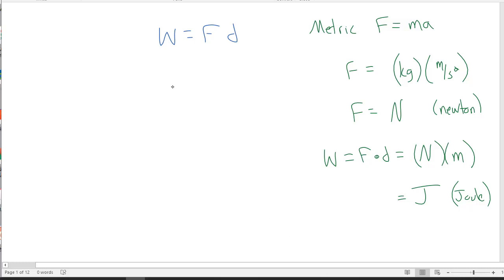Now, if we're looking at the U.S. customary units, a force, again, if we're just fighting the force of gravity, that is our weight. So in the U.S. customary units, our weight is the force. So our force is measured in pounds, that's typically how we measure the force, P-O-U-N-D-S, which we abbreviate as lb.